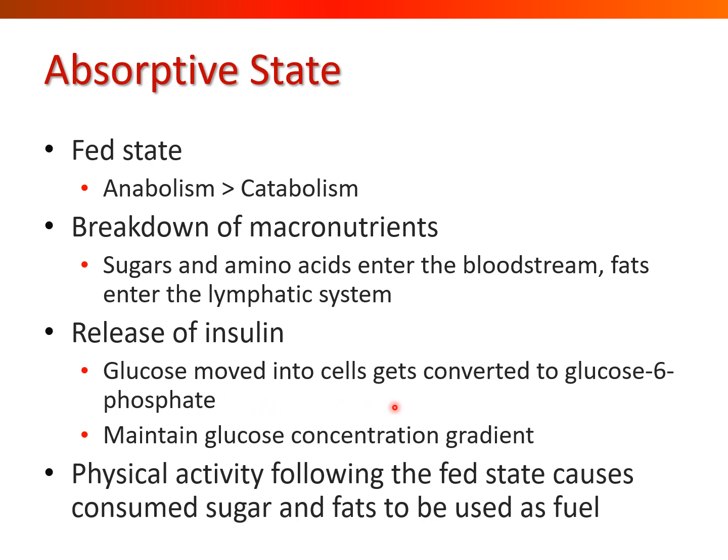Glucose moves into the cells and gets converted into glucose 6-phosphate. What does that mean? And then it goes on to say it maintains a concentration gradient. Well, when we move glucose into the cell, we largely rely upon the concentration gradient in order for that to happen, because all insulin does is open the door and glucose goes inside the cell.